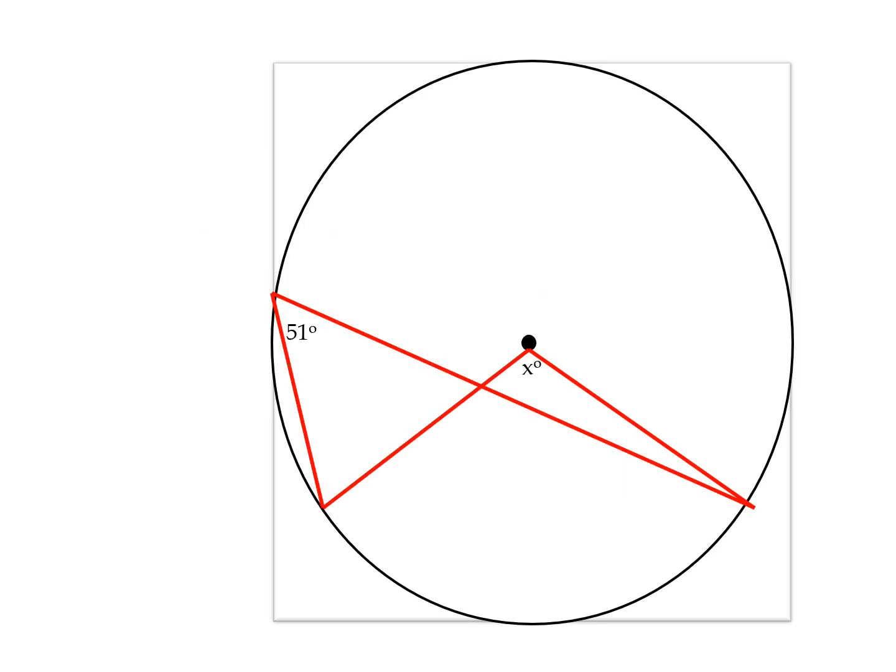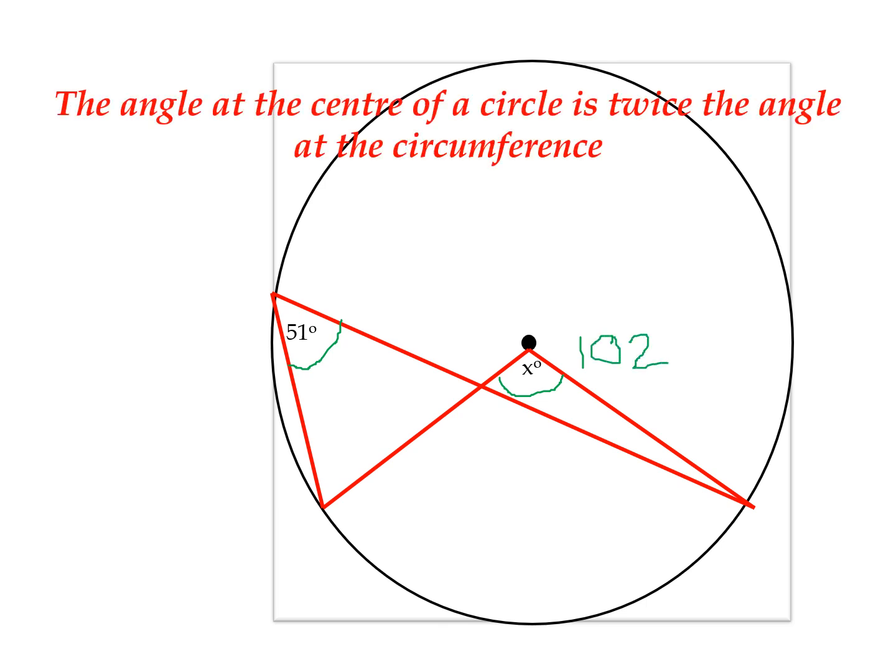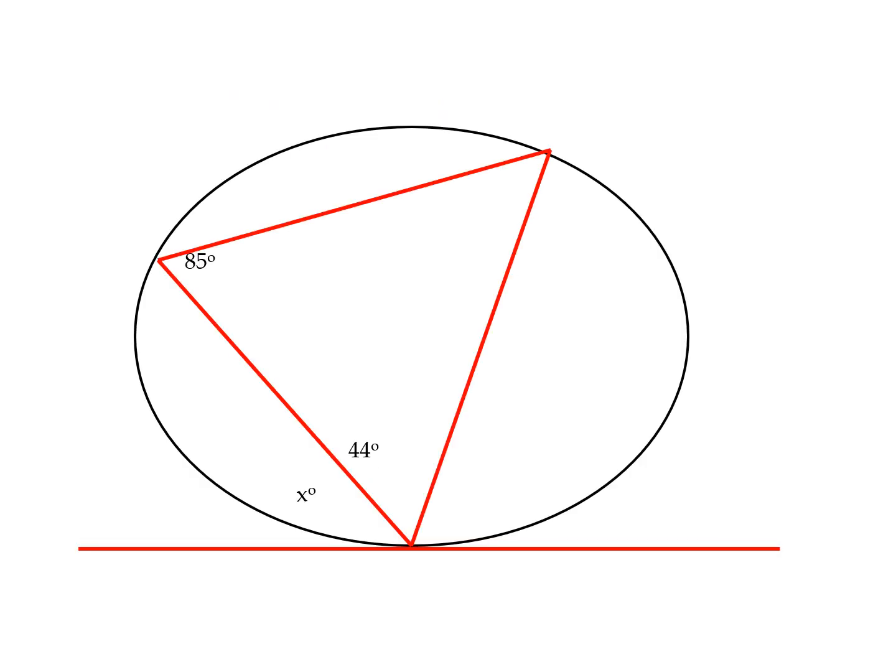Okay, again, we can see that this one is at the circumference, this one is at the centre, so we're going to double it, and I'll get 102. And that was by angles at the centre of the circle is twice the angle at the circumference. And then this one, as soon as we're seeing that tangent and that triangle, I know that this one is the same as this one by the alternate segment theorem.